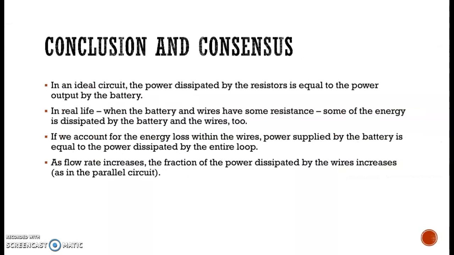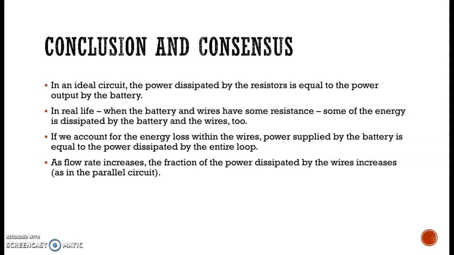So as a conclusion, in an ideal circuit, the power dissipated by the resistors is equal to the power output by the battery. But in real life, when our battery and our wires have some resistance, some of the energy is going to be used up by the battery and the wires too, not just by the resistors in the circuit. If we do account for that energy loss within the wires, then the power supplied by the battery is equal to the power dissipated by the entire loop.